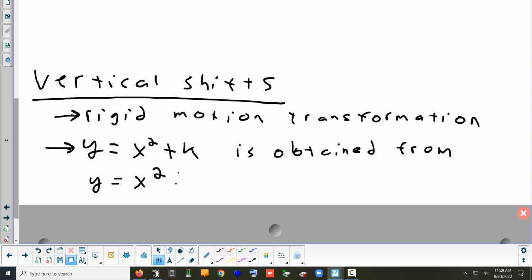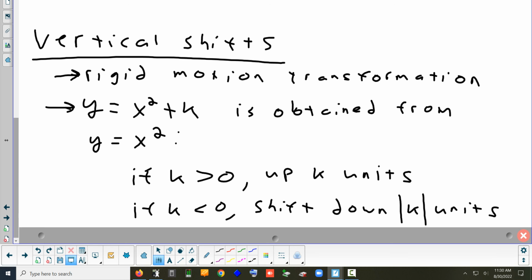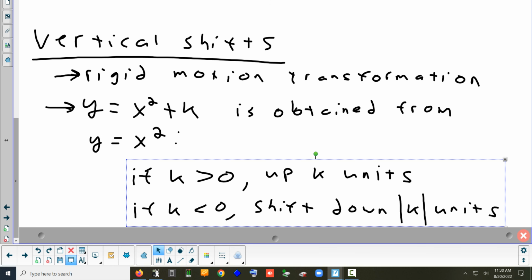If you add a number to x squared at the end, it's going to make it go up. If you subtract a number, it's going to make it go down. And notice what I said here. Don't say shift down negative 2 units. It's just down 2 or up 2. Down is the negative. So adding or subtracting on the end of the function moves it up and down.